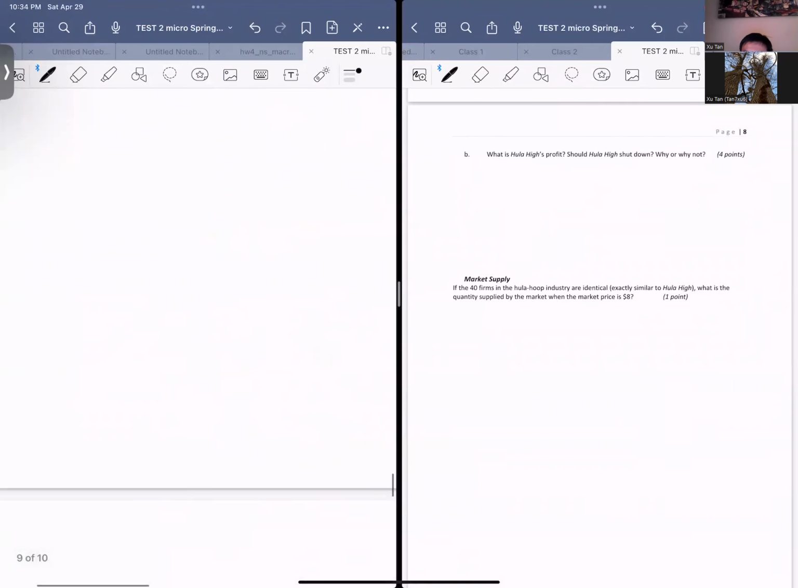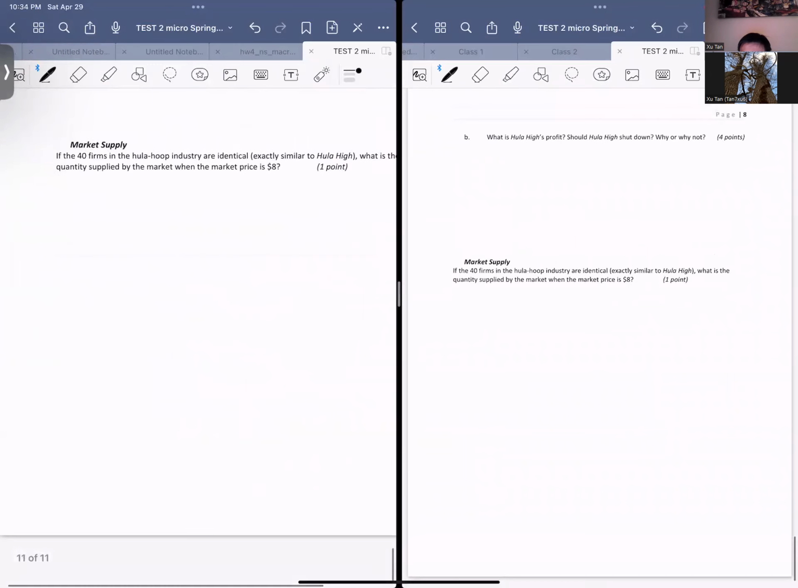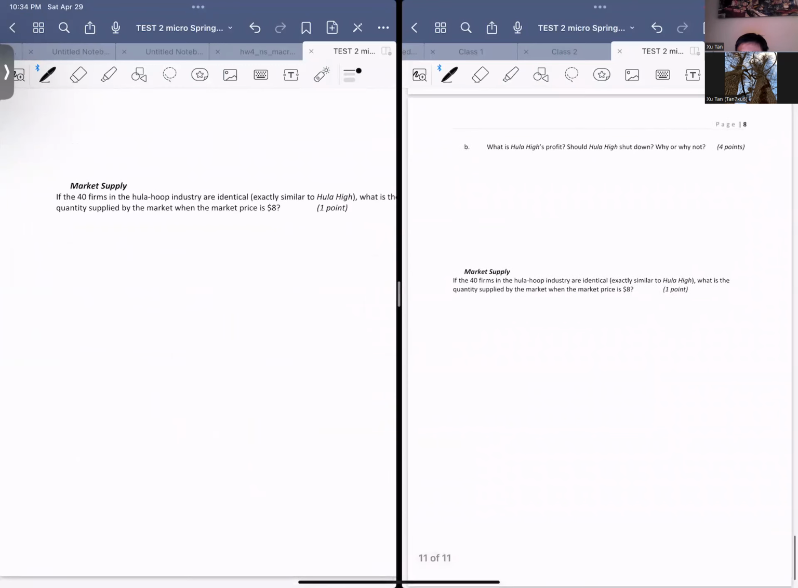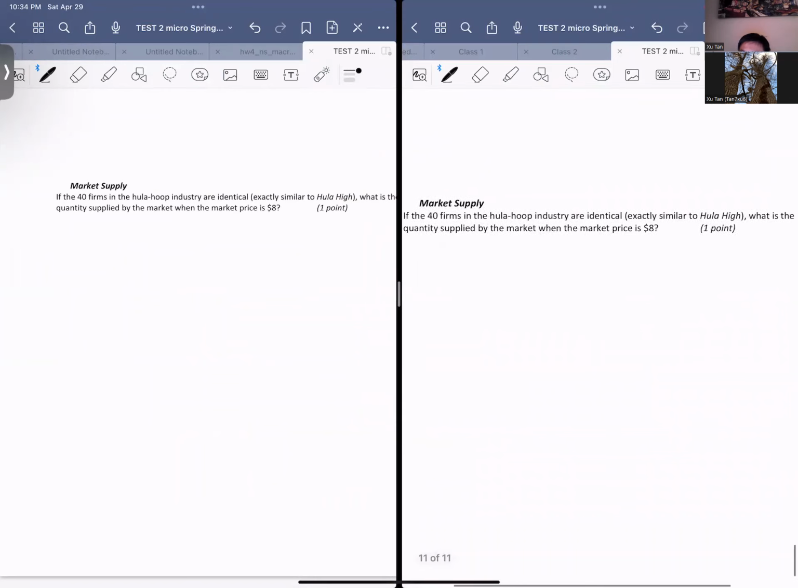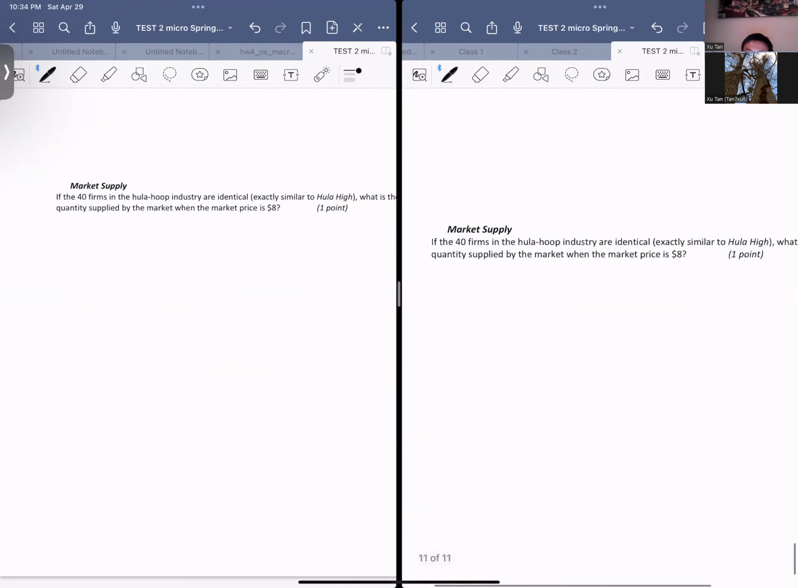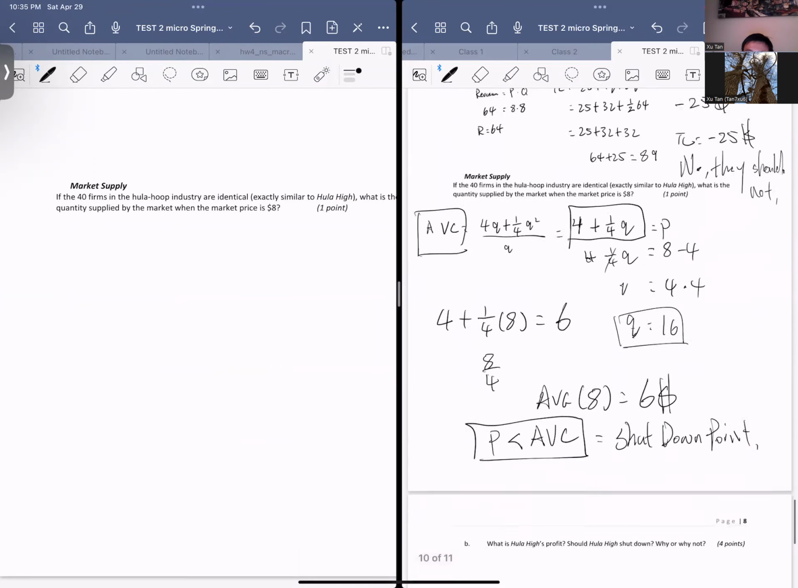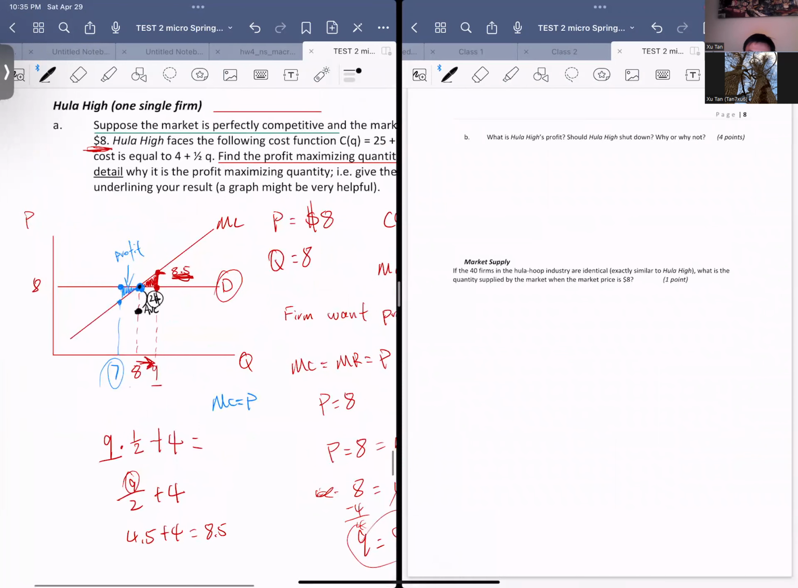All right. Let's look at the very last question. So if the firms in the Hula industry are identical, exactly similar to Hula High, what is the quantity supplied by the market when the market price is 8? Okay. So now we have 40 firms. This is one firm. So we have 40 firms now.